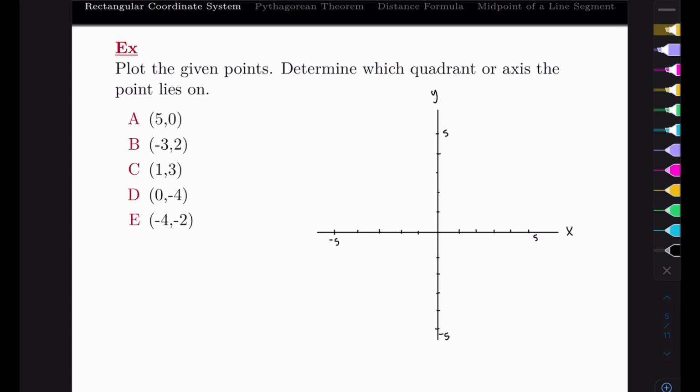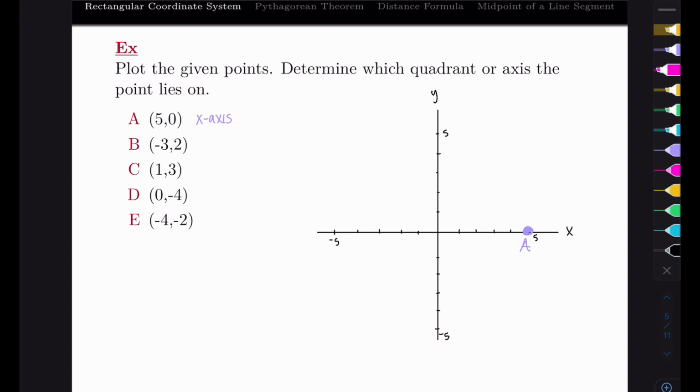So again, this first coordinate is how far I move in the x direction. So starting at 0, 0, I'm going to move over 5 spaces, and that's going to land me right here. Because my y coordinate is 0, I don't move at all in the y direction. So point A is actually going to land me right here. So since I didn't move in the y direction, this has landed us on the x-axis.